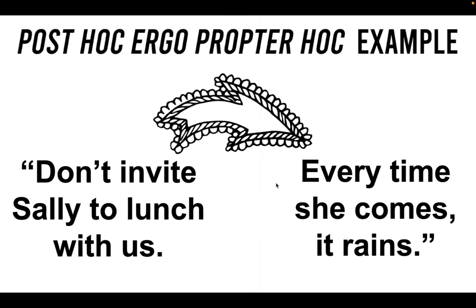Don't invite Sally to lunch with us. Every time she comes, it rains. That's an example of you just kind of jumping to conclusions: if this happens, this always seems to happen right afterward, so we can't have this thing happen. That would be an example.